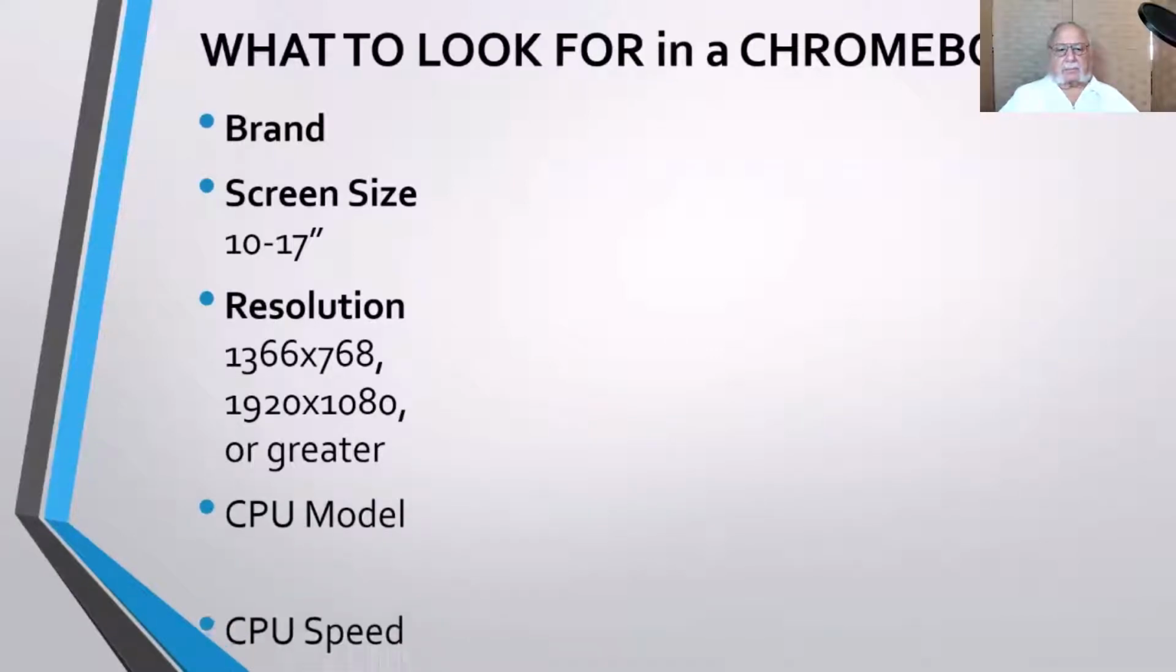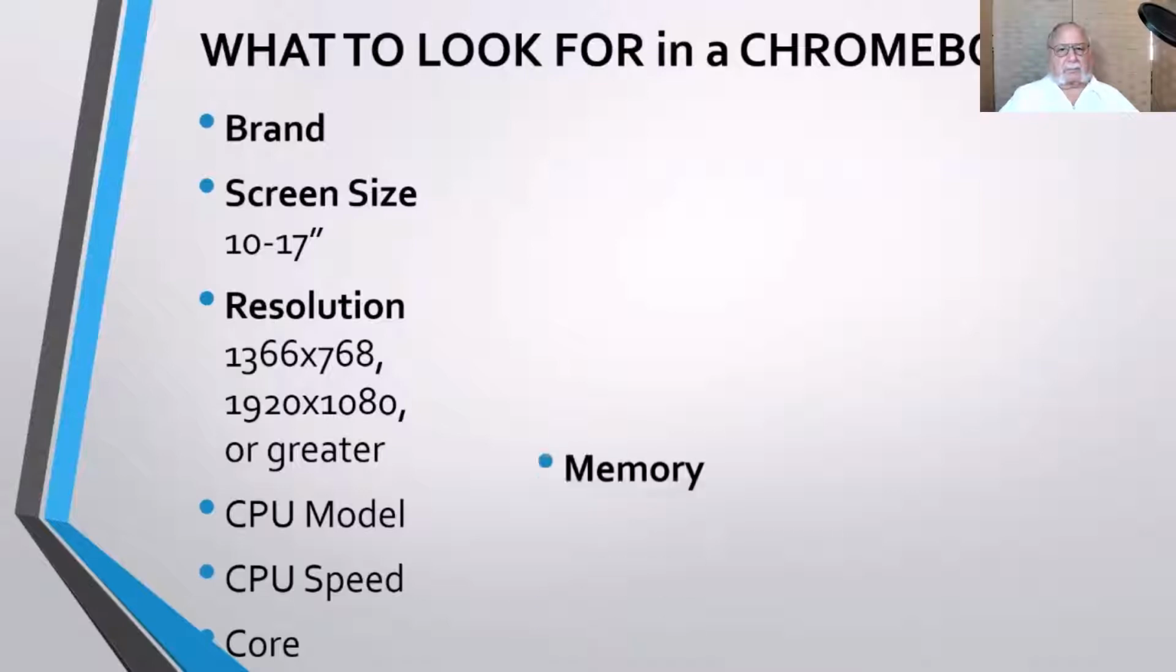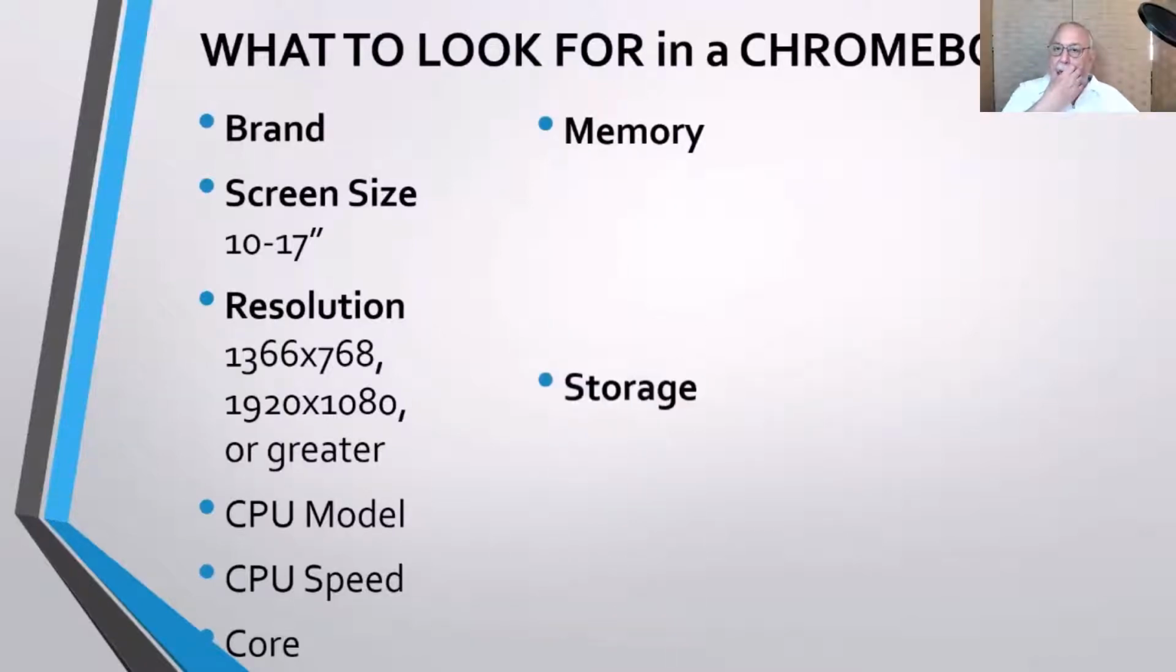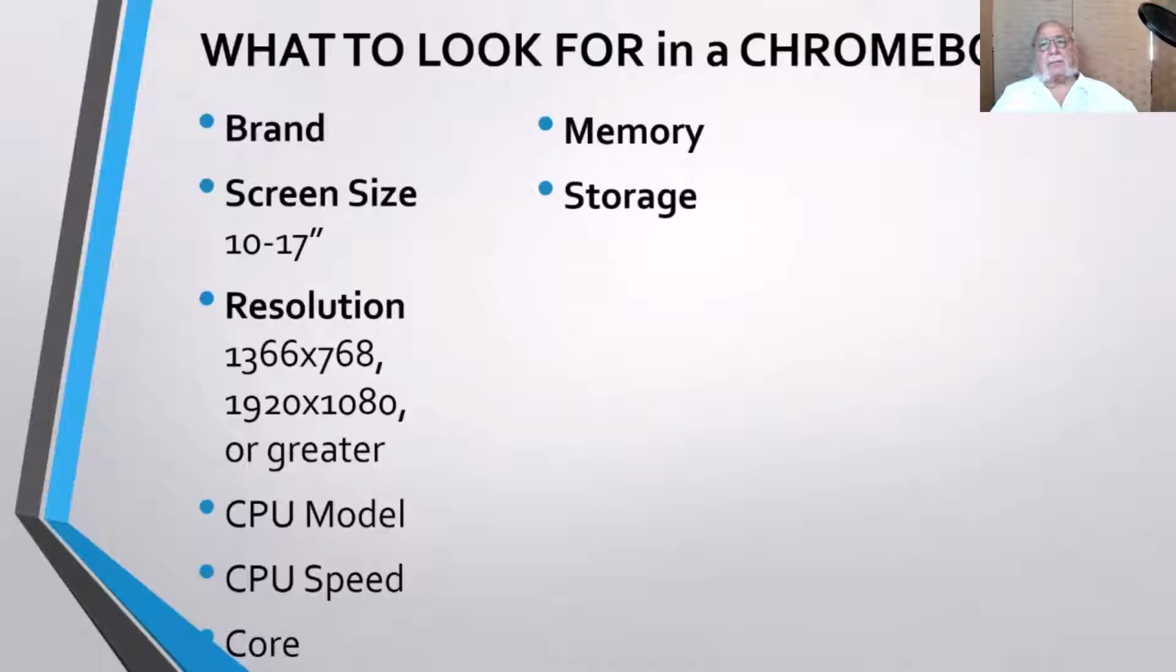The CPU model and speed may not be important to you, depending upon what you're doing. And then, of course, how many cores are in that CPU or central processing unit. How much memory and storage? Memory is the brains, storage are the filing cabinets. Generally, Chromebooks come with 4 gigabytes of memory, although you can get 8 or 16. 8 is better, of course, than 4, but 4 should be enough for most people.